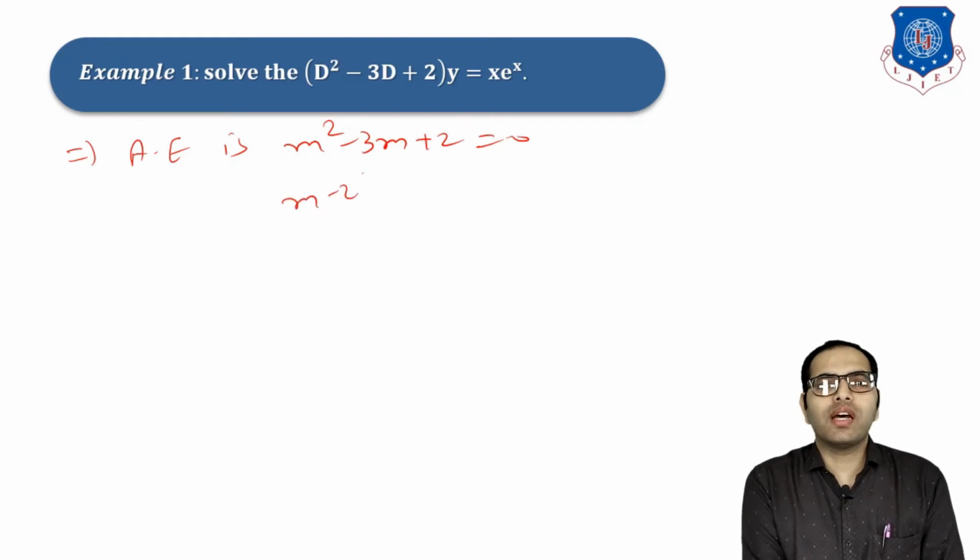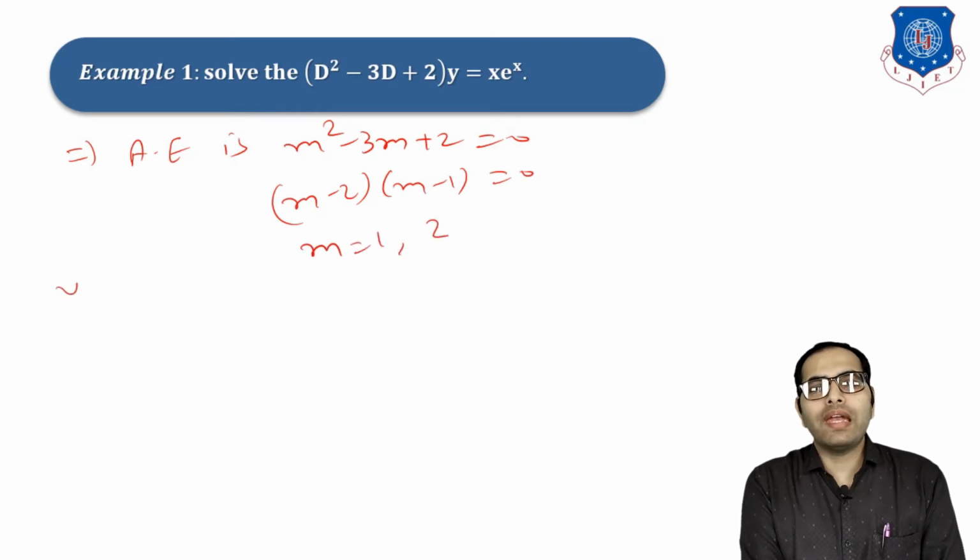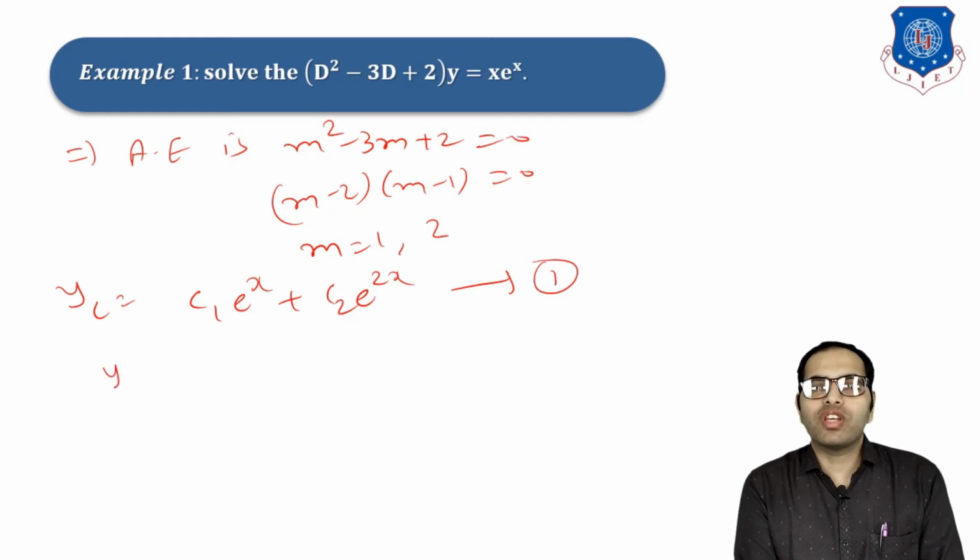Now factorize that term: (m - 2)(m - 1) = 0, then m is equal to 1 and 2. Then yc is equal to c1 e^x + c2 e^(2x). That is our equation number 1.